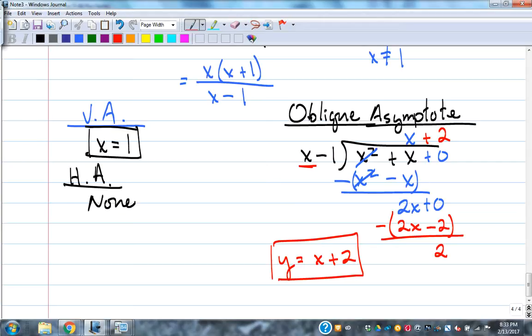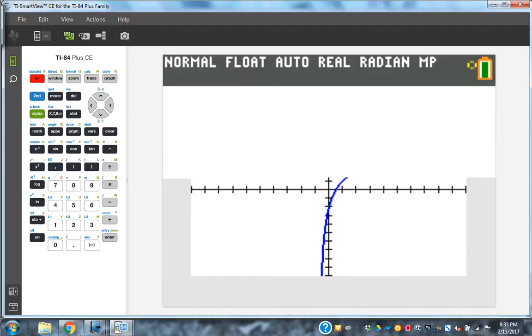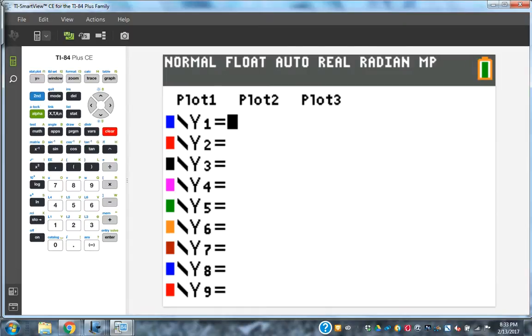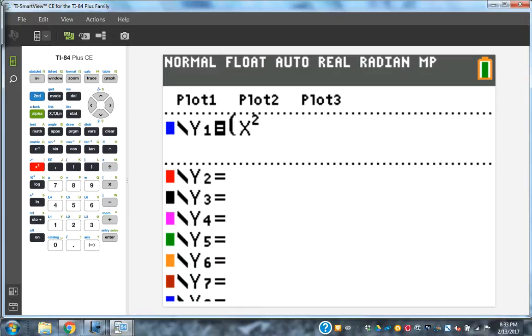The remainder doesn't matter. You just throw it away. You don't even use it. It doesn't help us. It's only the quotient that matters. Now let's look at the graph and let you see what an oblique does. So y equals parentheses x squared plus x, divided by parentheses x minus 1.